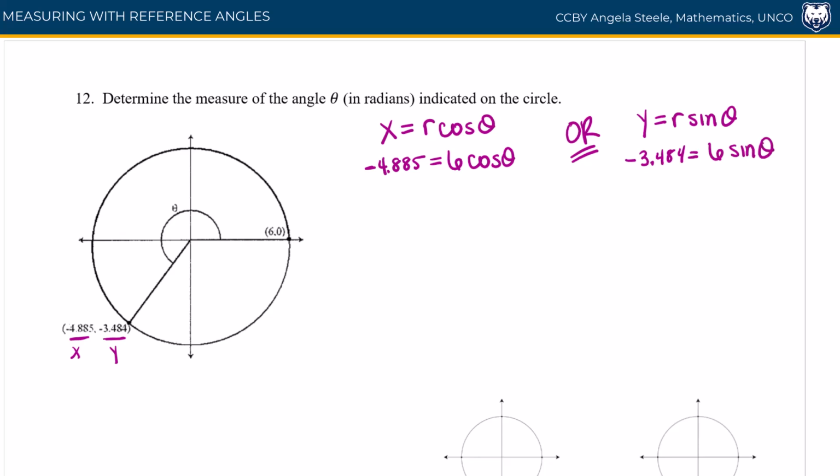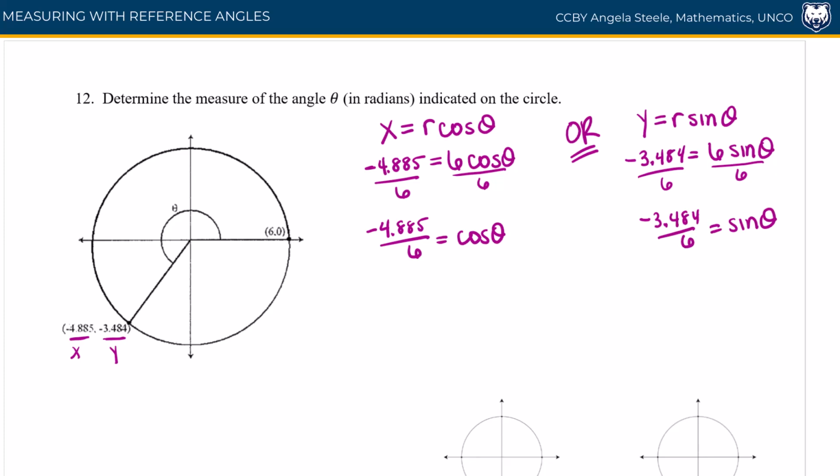Okay, now we want to get the cosine theta by itself. So divide both sides by 6. Same thing with our sine function. We're going to divide both sides by 6. Okay, now we want to isolate our theta, right? We're solving for that angle measure. So that means we need to take the inverse of both of those.